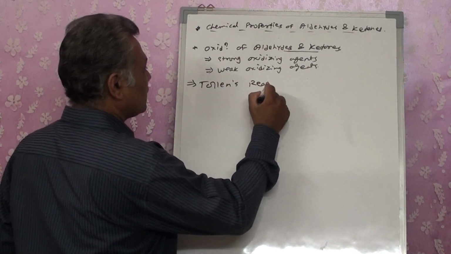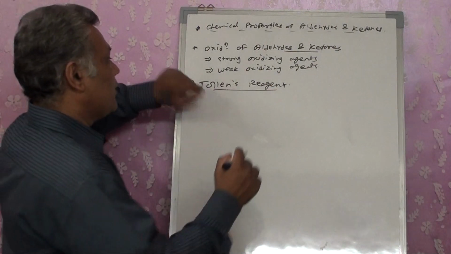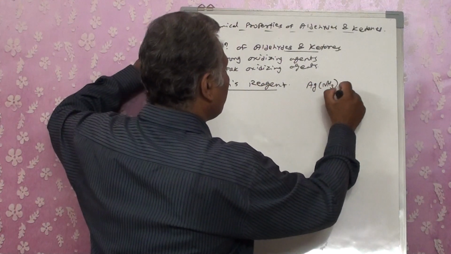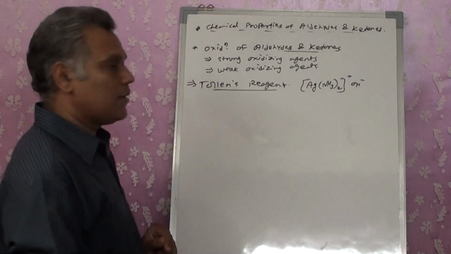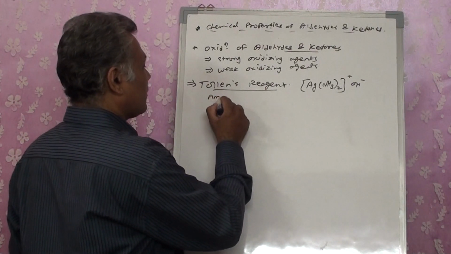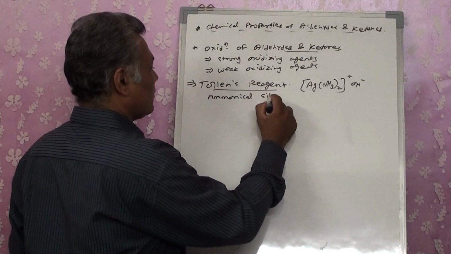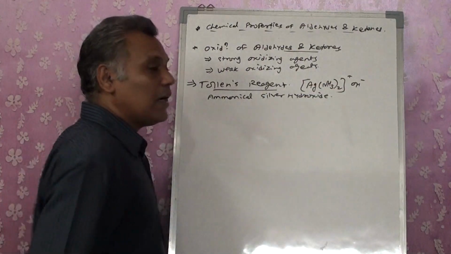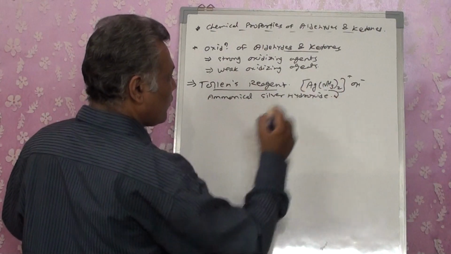So first of all, Tollens reagent. What is Tollens reagent? This Tollens reagent is written as Ag(NH3)2+ OH-. Right? This is also termed as ammoniacal silver nitrate, ammoniacal silver hydroxide. Okay, now this is the name of the component.